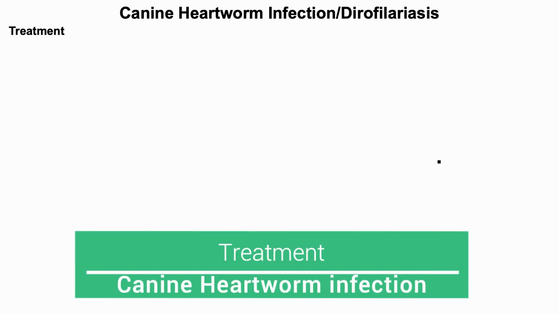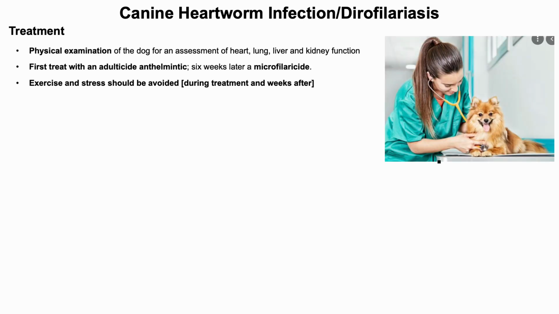Treatment of canine heartworm infection or Dirofilariasis. Treatment of Dirofilariasis is very tricky. Before treatment, physical examination of the dog, including the function of the heart, liver, kidney, and lungs, must be assessed because this will ultimately affect the prognosis of the disease. Infected dogs are first treated with an adulticide anthelmintic, 6 weeks later with a microfilaricidal anthelmintic, and then the dog should be placed on prophylactic medication.